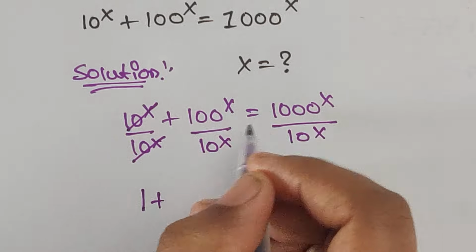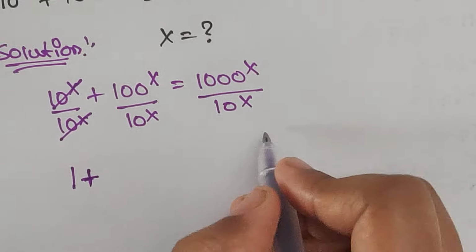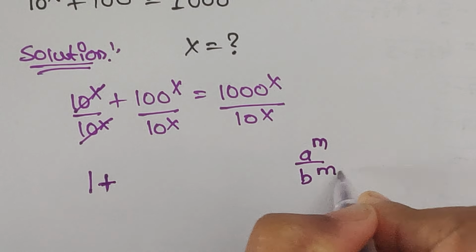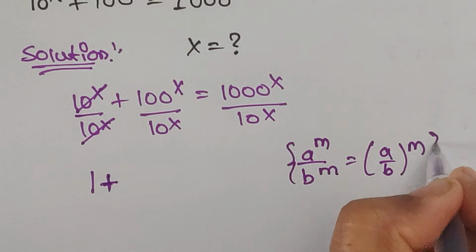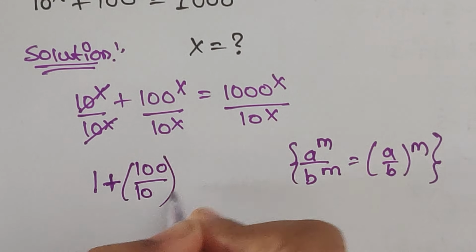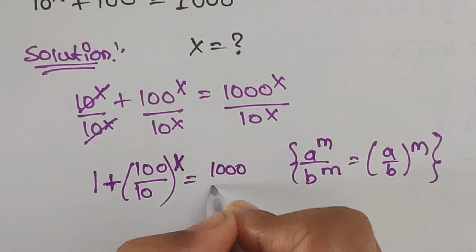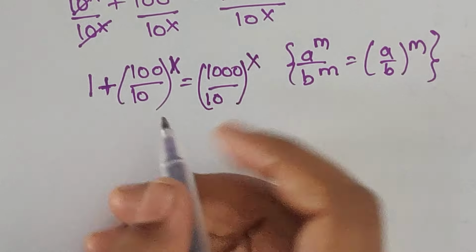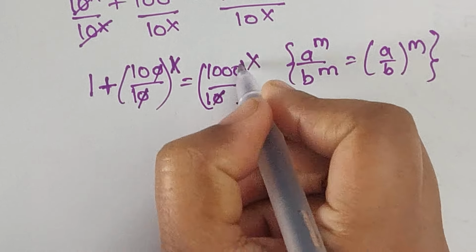Here we can apply this formula, a to the power of m divided by b to the power of m equals a by b whole to the power of m. So use this formula. Here we can write 100 divided by 10 to the power of x equals 100 divided by 10 whole to the power of x. So now here 0 cancel, and here 0 cancel.